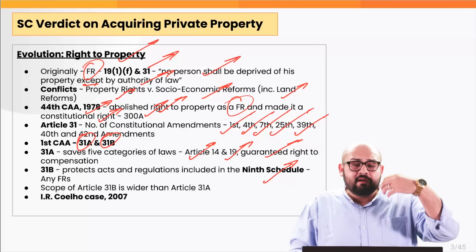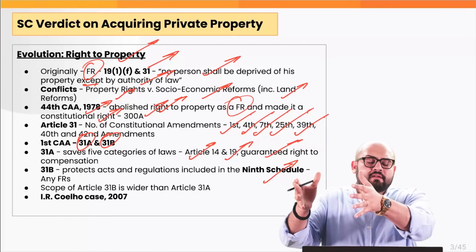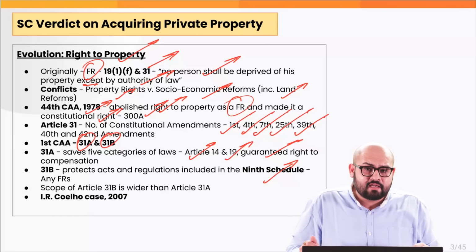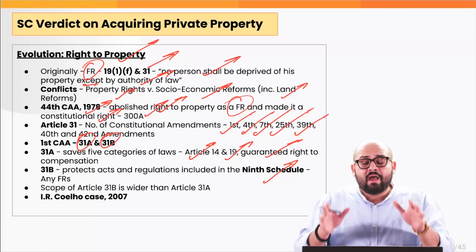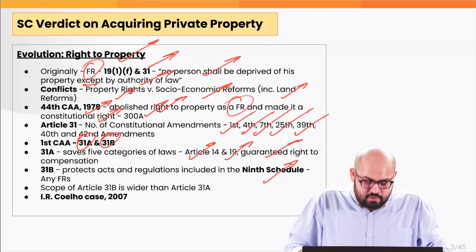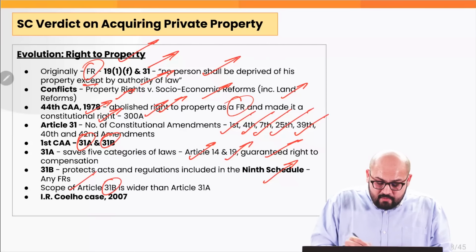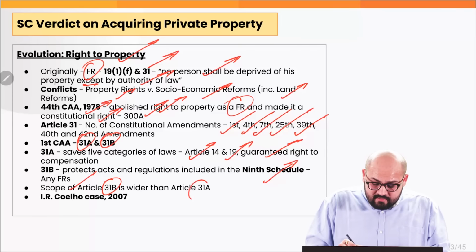What Article 31B is saying is that you have a particular schedule, the 9th schedule. Now, if any act or rule is placed in the 9th schedule, then that would become immune to any fundamental right which is provided in the Constitution of India. It is simple to understand that the scope of Article 31B is much wider than 31A.